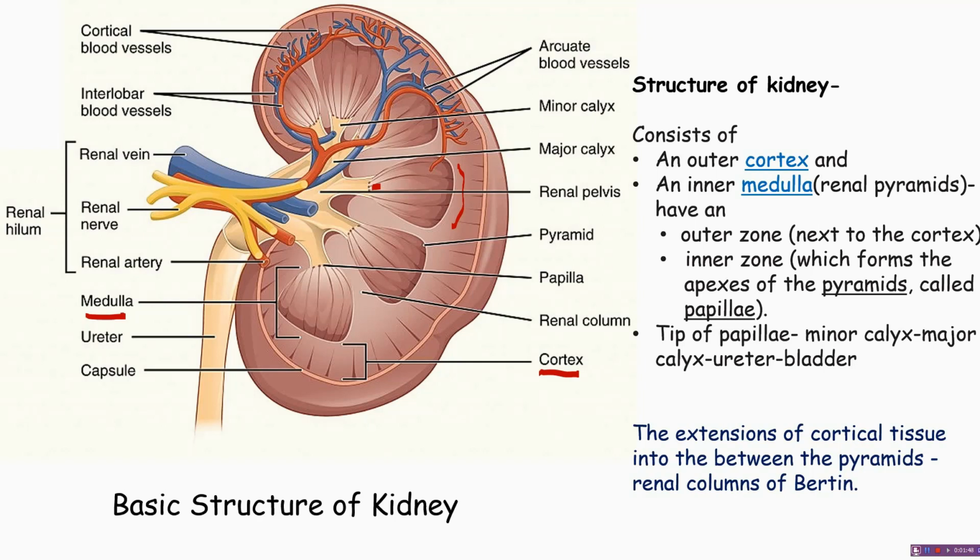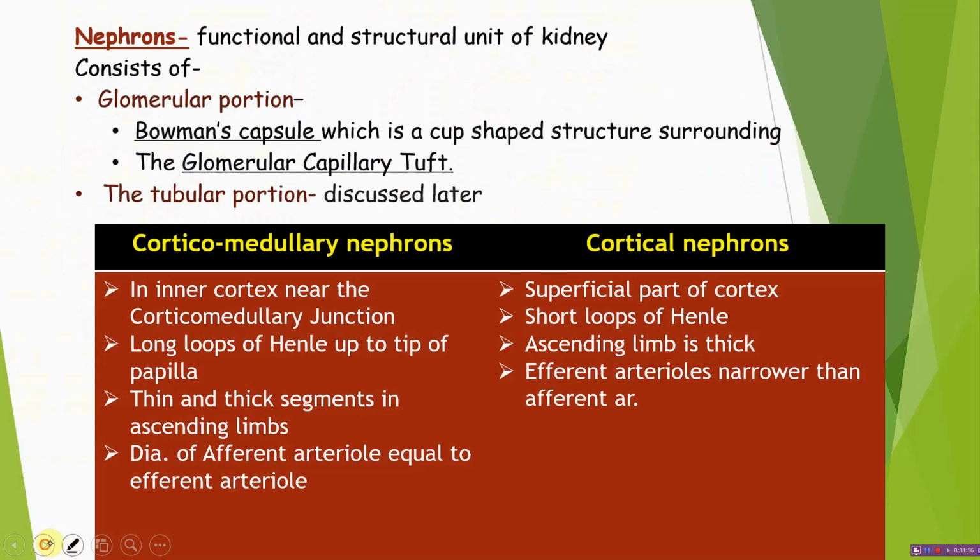There are some extensions of the cortical tissue in between the pyramids, which are called the renal columns of Bertin. Now, the functional and structural unit of the kidney is called the nephron. It consists of two parts mainly: the glomerular portion and the tubular portion. The glomerular portion has two parts. There is a Bowman's capsule, which is a cup-shaped structure. It is a part of the tubule, and it encloses the glomerular capillary tuft. The tubular portion we will be discussing later.